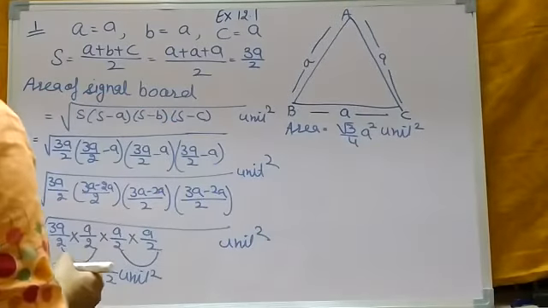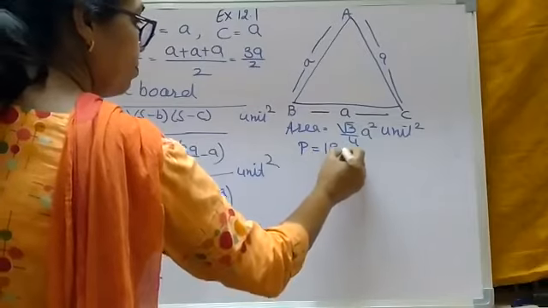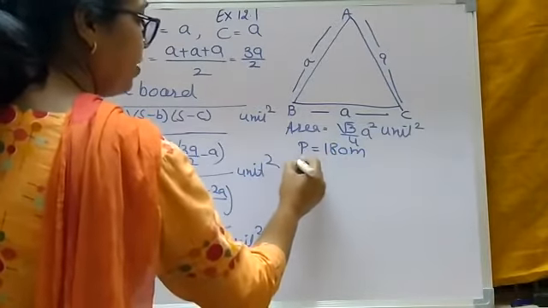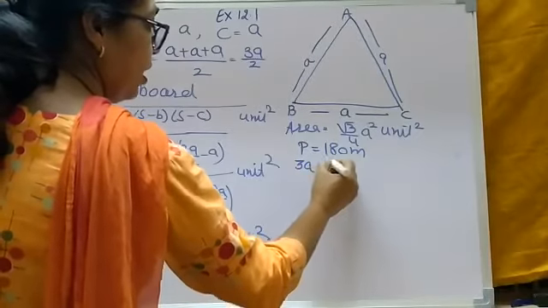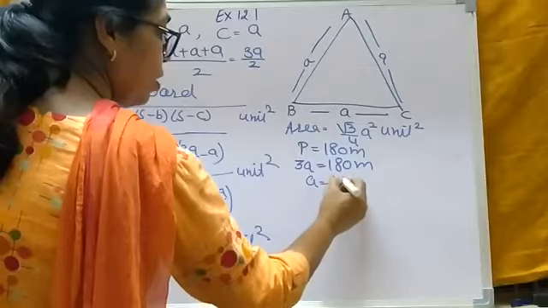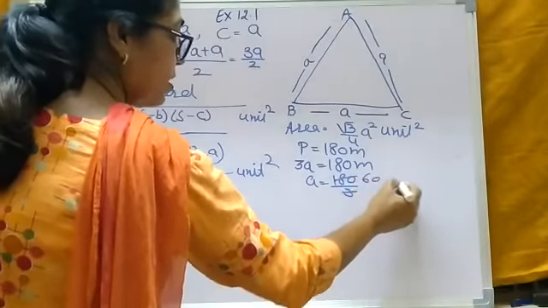In this question, perimeter is 180 meter. Perimeter of an equilateral triangle is 3a. 3a is equal to 180 meter. a is equal to 180 upon 3, 60 meter.